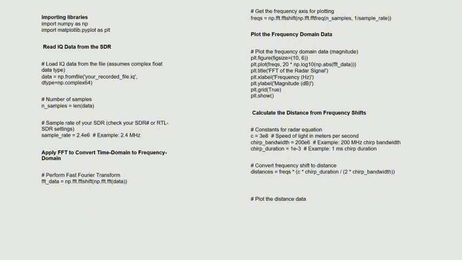This code processes radar signals captured as IQ data. First, it imports necessary libraries like NumPy for data manipulation and Matplotlib for visualization. The IQ data, which contains real and imaginary parts of the signal, is loaded from a file. The fast Fourier transform, or FFT, converts this time domain signal into the frequency domain, revealing frequency components of the radar data. A frequency axis is then calculated for plotting purposes. The resulting spectrum is plotted to visualize signal magnitude against frequency.